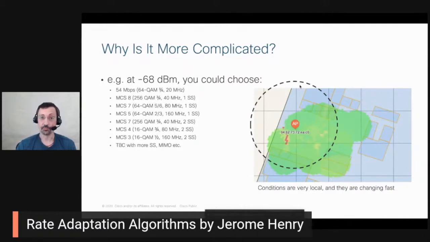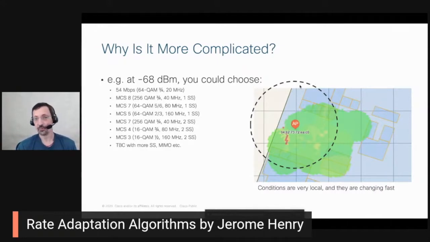Suppose that the AP runs an 80 megahertz wide signal, and then you have a -68 signal from the AP. Well, you could choose quite a few types of signals. You could choose 54 megs. You could choose different MCSs, and it may be obvious to choose that. If you can choose between 80 megahertz one stream and 20 megahertz one stream, well, obviously you would be sending more at 80 megahertz. So you would think, okay, I'm going to use 80.